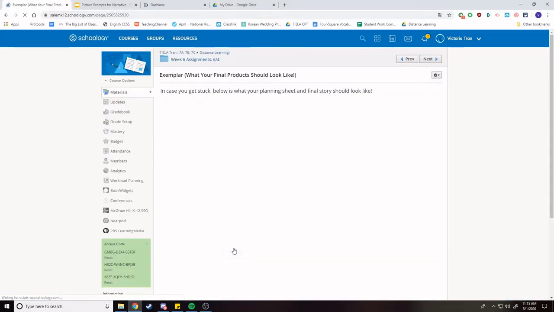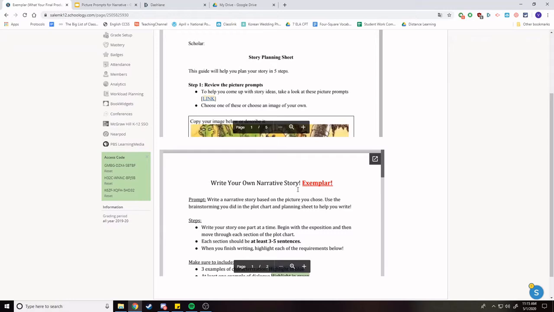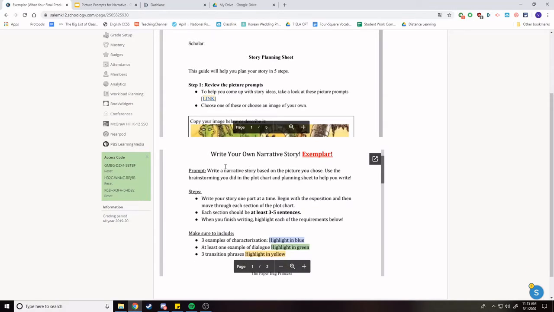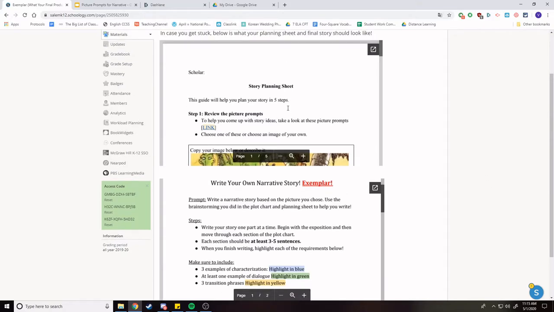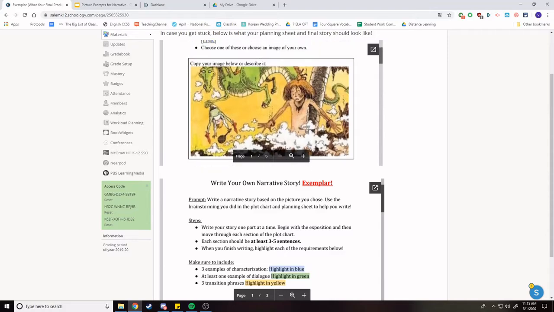So if I click on this, you're going to see that it's a copy of the story planning sheet and also the narrative document where you want to write out your story. And what you'll notice is this is already pre-filled out. So I'll have a picture. These two documents are just an example.